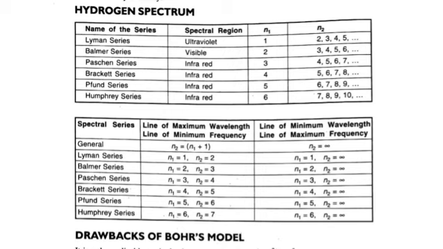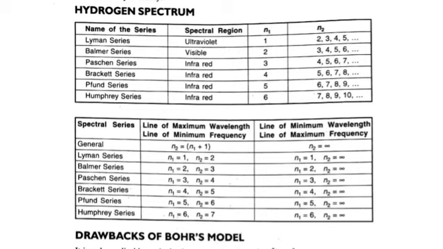So here, for the minimum frequency, the Lyman series has n1 equal to 1, Balmer series n1 is equal to 2, Paschen series n1 is equal to 3, Brackett series n1 is equal to 4, Pfund series n1 is equal to 5, and Humphreys series n1 is equal to 6. If I talk about the minimum frequency, then also n2, especially for the Lyman series, n2 is equal to 2, Balmer series n2 is equal to 3, Paschen series n2 is equal to 4, Brackett series n2 is equal to 5, Pfund series n2 is equal to 6, and Humphreys series n2 is equal to 7.